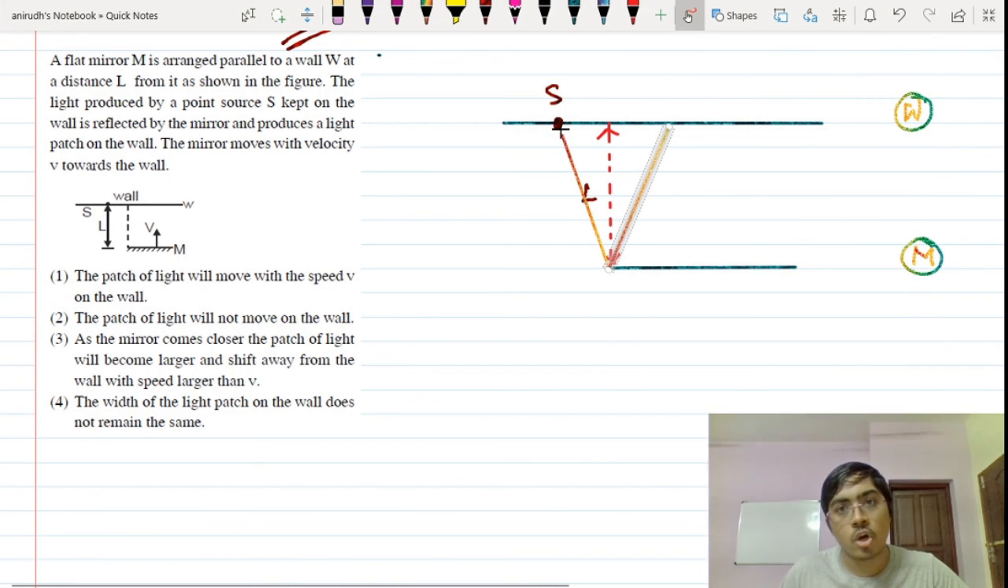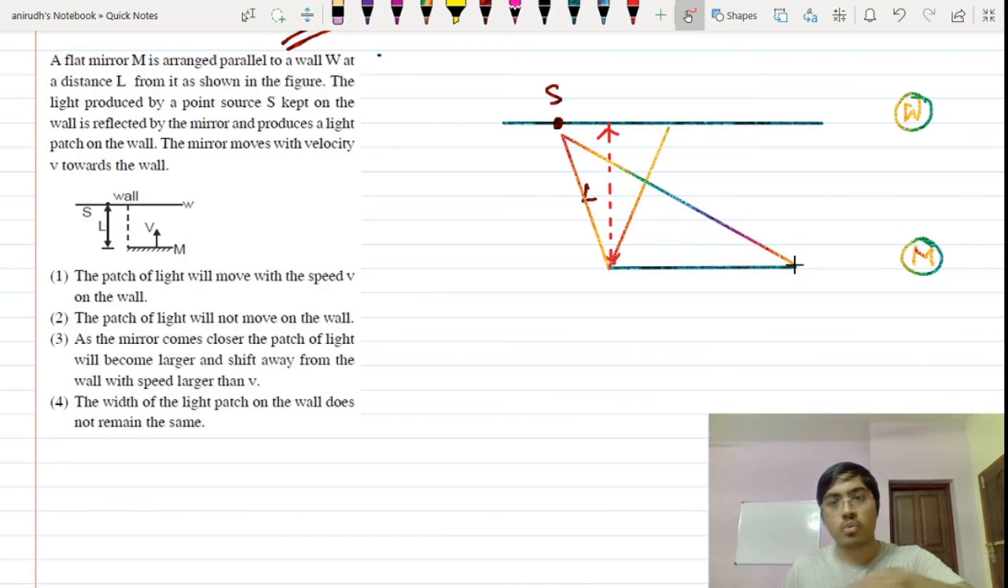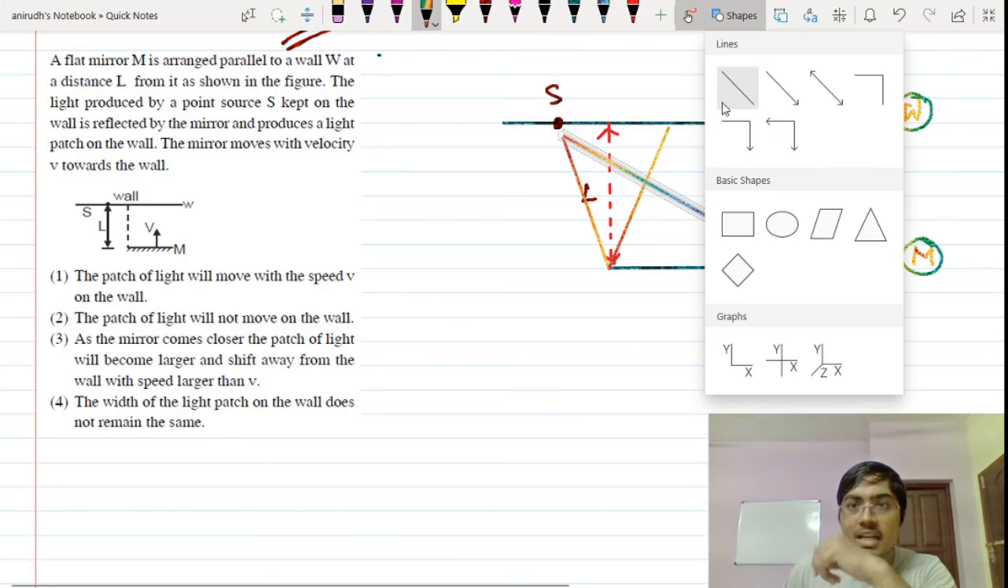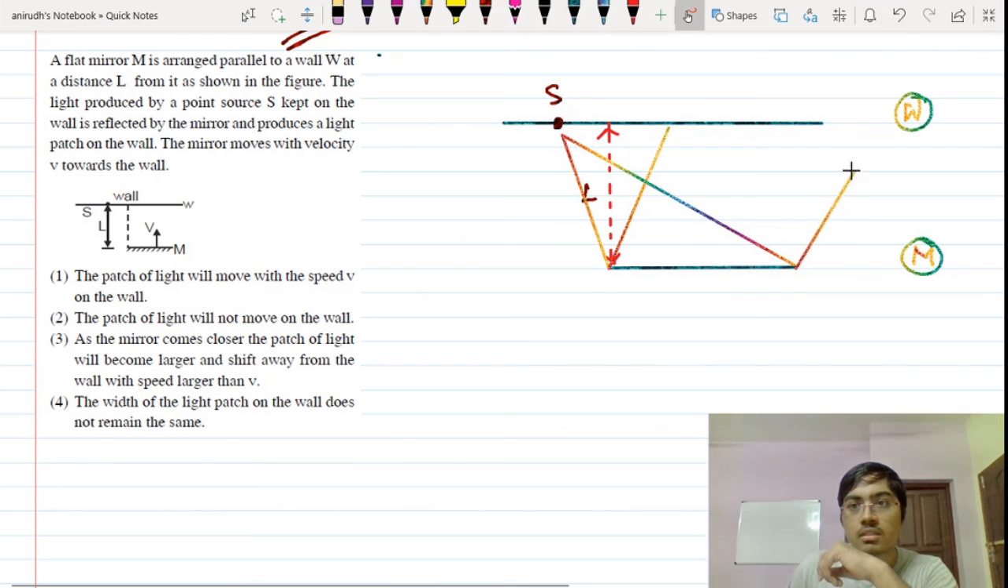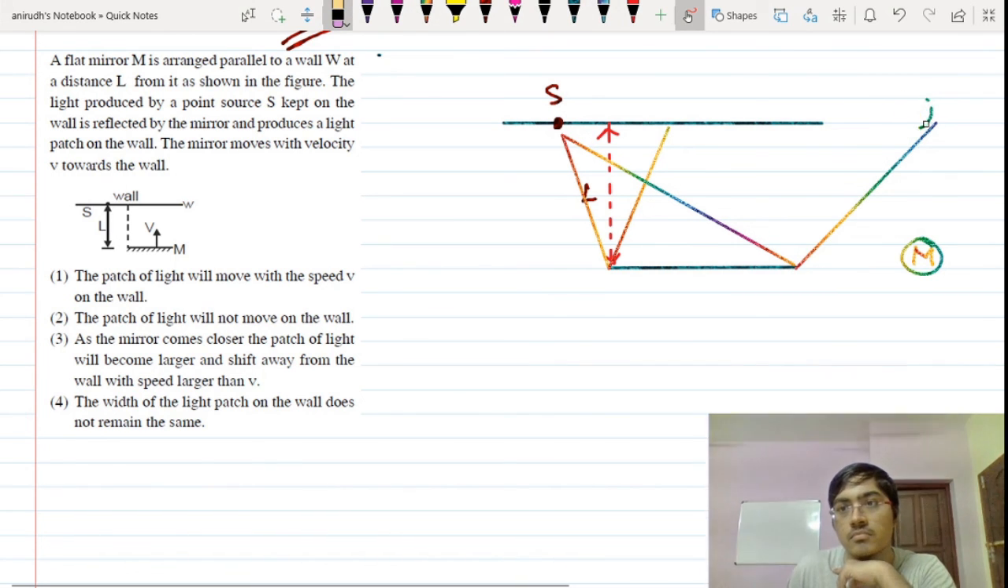This S is going to send a lot of rays of light towards this mirror, but the last ray of light towards the end of this mirror will be like this. This is how the ray looks, isn't it? Somewhere here. So I will have to modify my diagram somewhat. Let me rub this off and let me make this continue here.